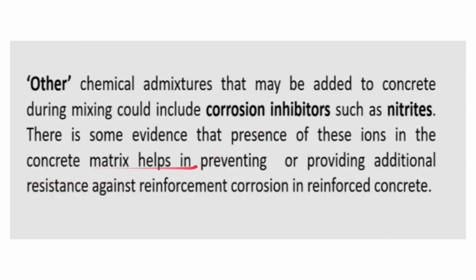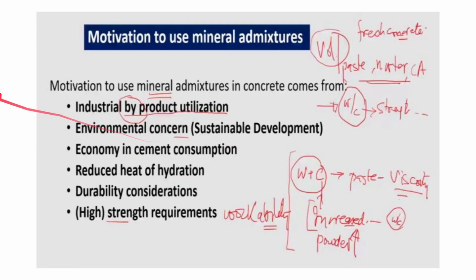Till now we have studied chemical admixtures. Now let us go to mineral admixtures. The main reasons for using them come from these factors. One is industrial byproduct utilization, which is a waste material. Second is environmental concern, because it is a waste material that leads to sustainable development. And thirdly, because it is a waste product, it is free, so it results in economy in cement consumption.